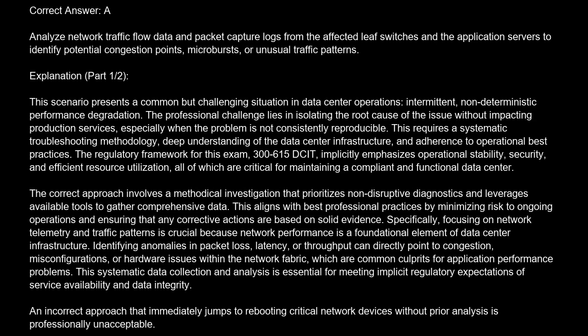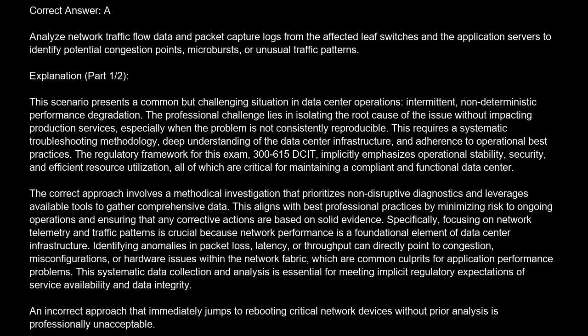The correct answer is A. Analyze network traffic flow data and packet capture logs from the affected leaf switches and the application servers to identify potential congestion points, microbursts, or unusual traffic patterns. Explanation. This scenario presents a common but challenging situation in data center operations.